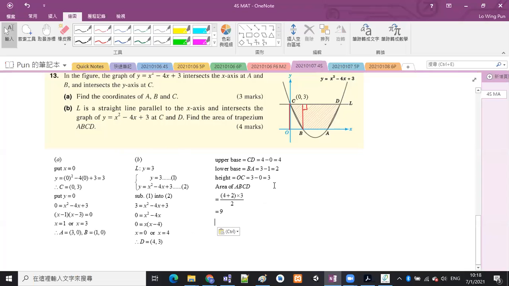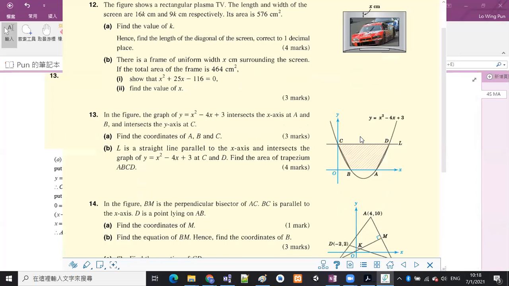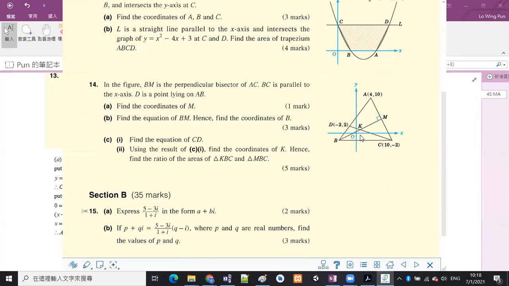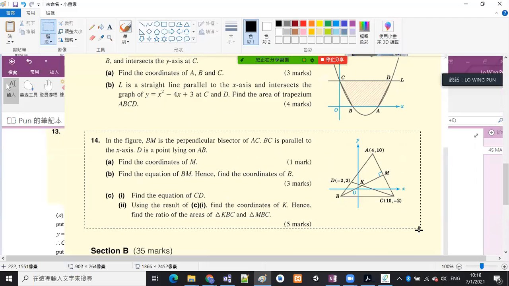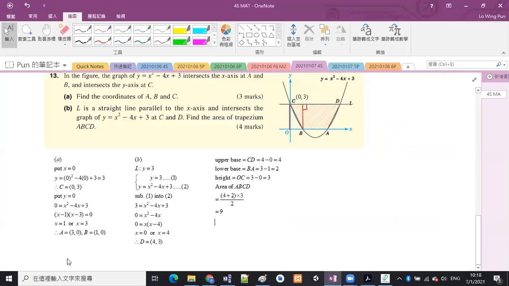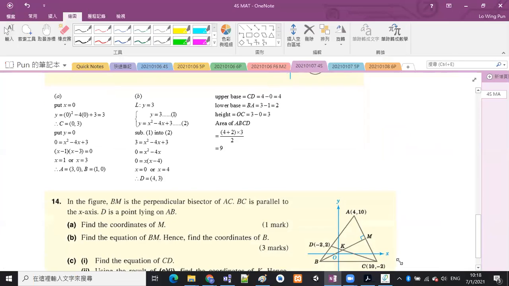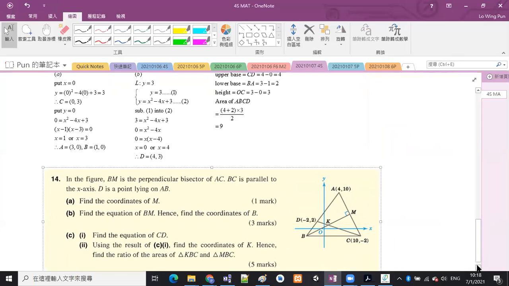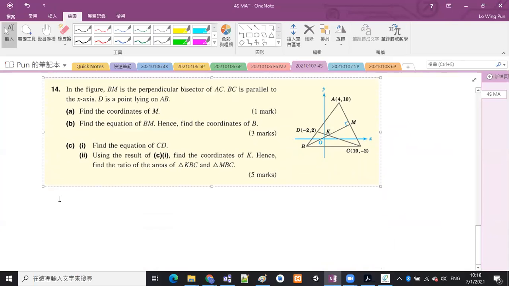It's okay. Number 14. In the figure, BM is the perpendicular bisector of AC.